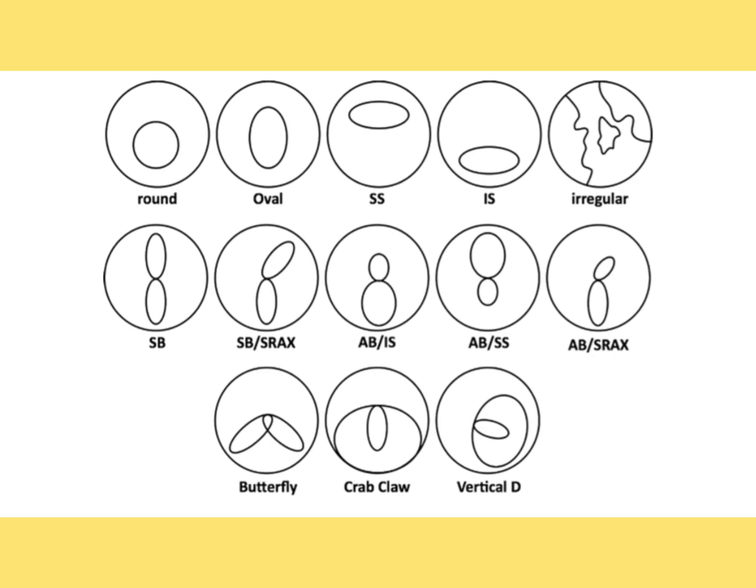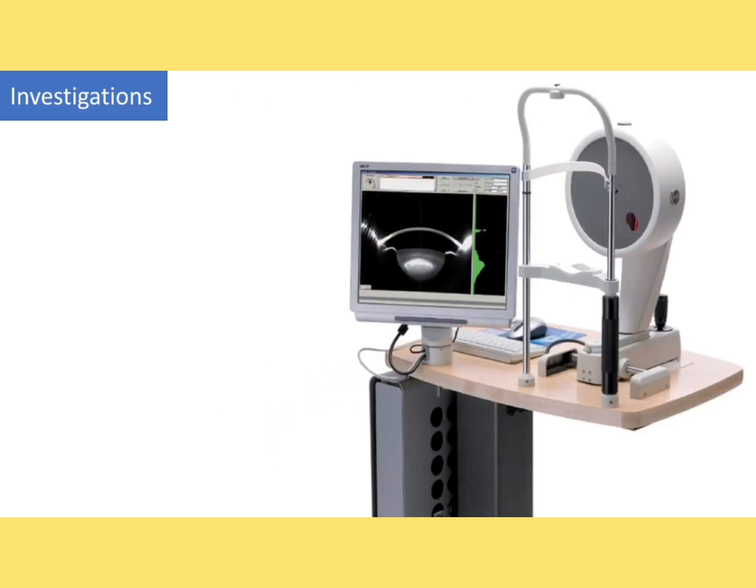Now here are the different shapes that we see in the sagittal map. Here I want to tell you again: round, oval, superior steepening, inferior steepening, and irregular. If the patient has a corneal scar and you send the patient for Pentacam, then you will see an irregular pattern. This is a symmetrical bow tie, symmetrical bow tie with skewed radial axis, asymmetrical bow tie with inferior steepening, asymmetrical bow tie with superior steepening, asymmetrical bow tie with inferior steepening and skewed radial axis. These are the butterfly, claw and vertical patterns. These things can be seen in PMD cases.